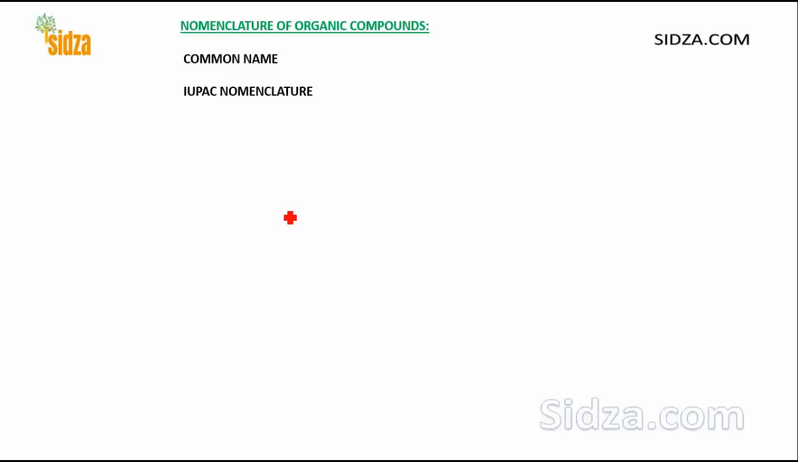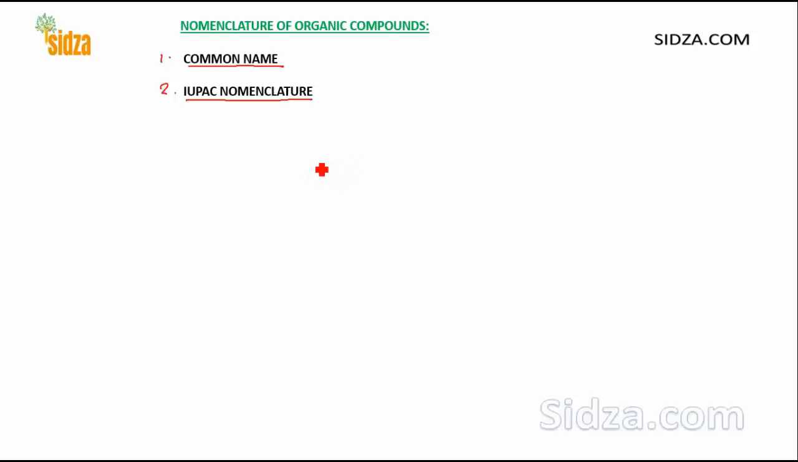Now in this lecture we will learn about the nomenclature of the organic compounds. There are basically two systems of nomenclature. One is called the common name, which is the earliest system of nomenclature, and the second one is the IUPAC nomenclature system, which is modern, and this is what we follow today.